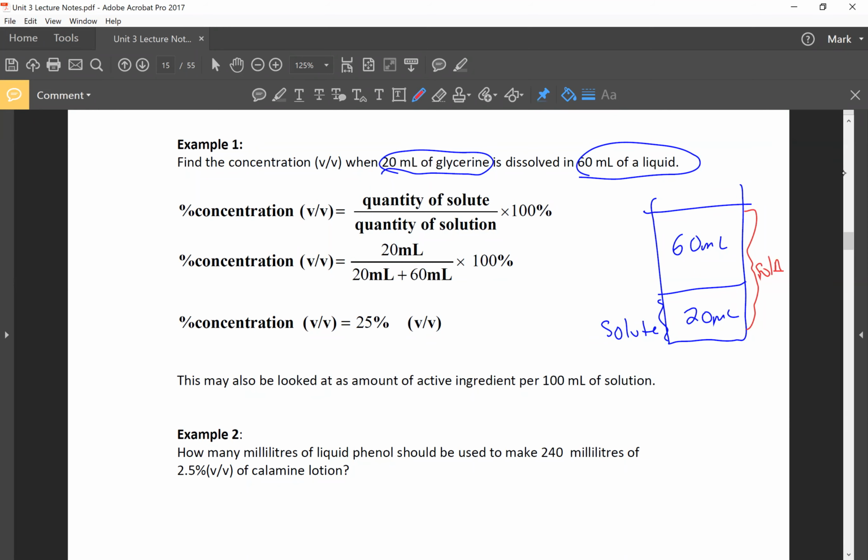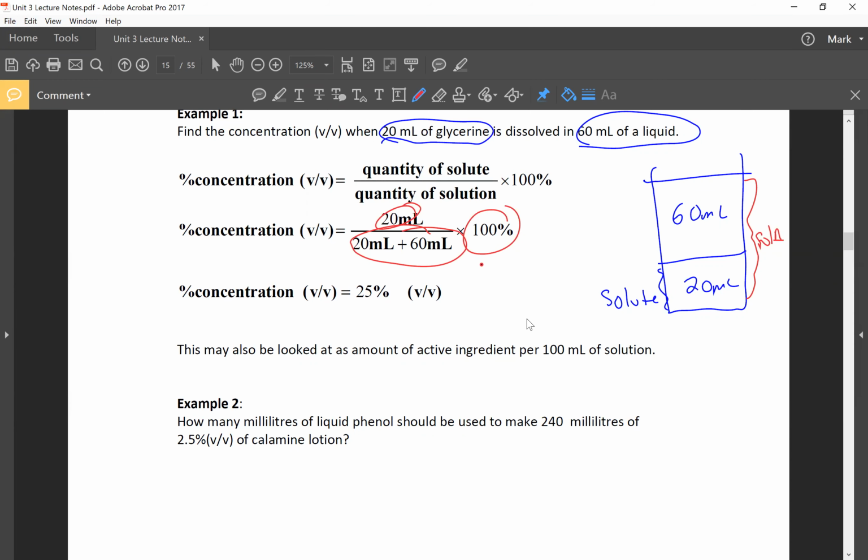Okay, so pretty straightforward. The percent concentration is 20 milliliters, that's my solute, over the total amount of the solution. So 20 divided by 80, right? If you did this on your calculator, it would give you 1 over 4 or 0.25, and then you multiply it by 100 to get the percent. So this chemical is 25%. This mixture is 25% glycerin.